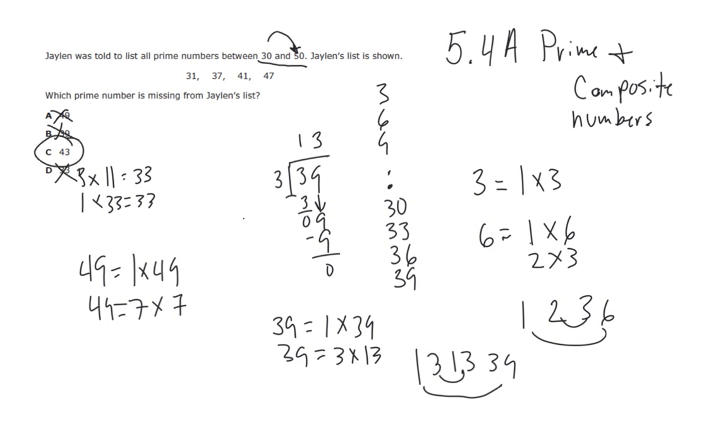The only one that's left is 43. All right? Again, if we know our multiplication facts, finding prime numbers is going to be really, really easy. Let's go ahead and look at one more example.